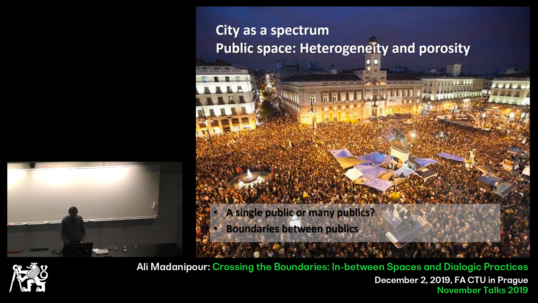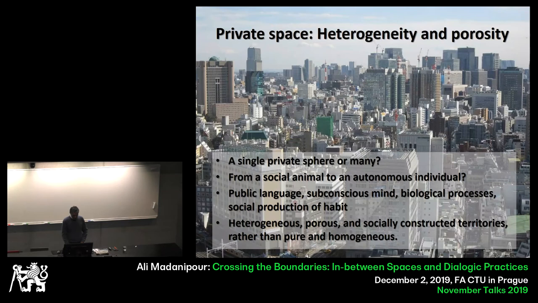This is a picture from the center of Madrid, where a public comes together and is formed that has this sense of collectivity. But within that public, there are so many different layers and publics. And the same goes with the private sphere. If you think about the private sphere, is it again a homogeneous and single private?